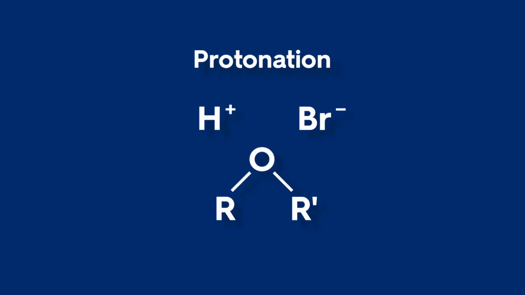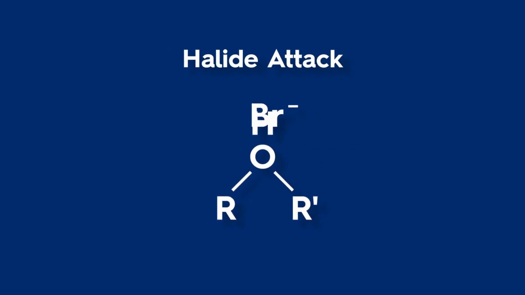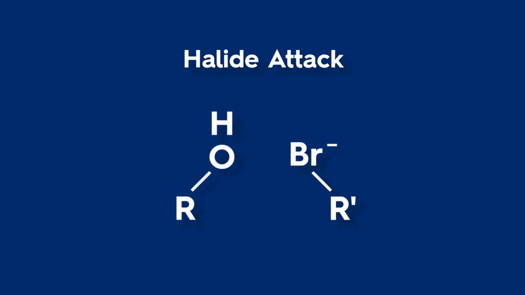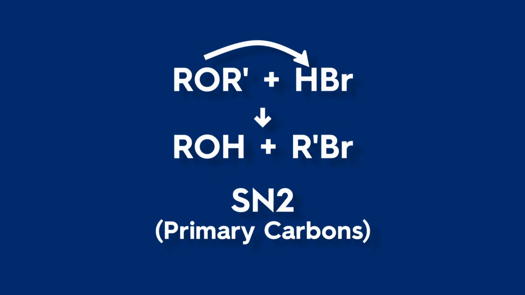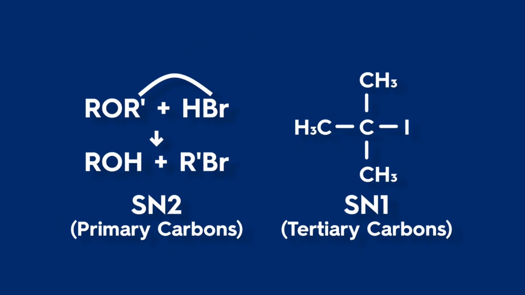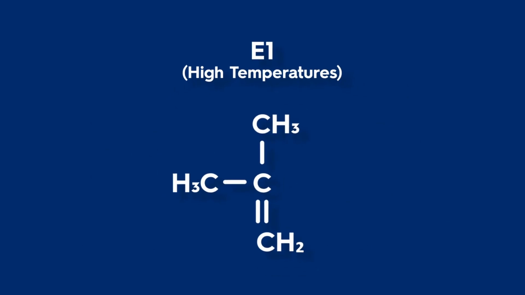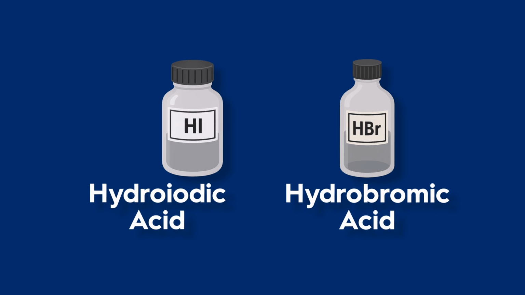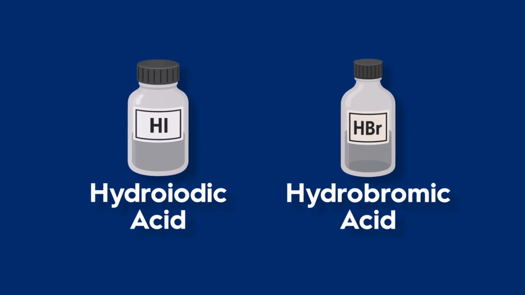So here's the recap. A strong acid protonates the ether oxygen. The halide attacks the right carbon, and the bond breaks. Primary carbons go SN2, tertiary carbons go SN1, and at higher temperatures, E1 can sneak in. For a clean cut, choose hydroiodic acid or hydrobromic acid. That's the whole playbook for ether cleavage.